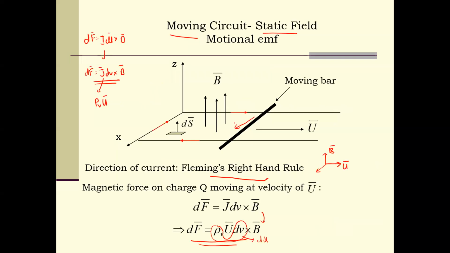If we go back to this particular structure, we can see that the motional electric field intensity generated inside this moving bar, E_m, is equal to u, the velocity of the moving bar, cross product with B, the flux density that exists in this structure. That is the motional electric field intensity that exists in this moving bar as a result of the bar moving in the presence of the magnetic field density.